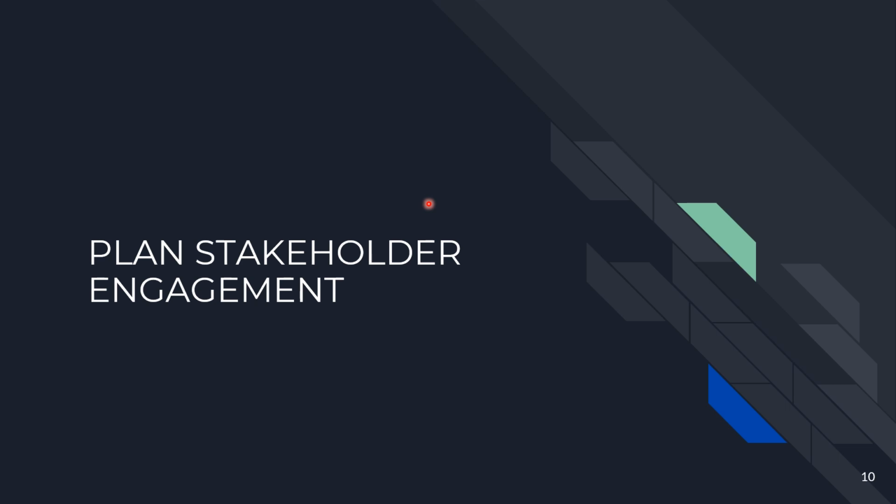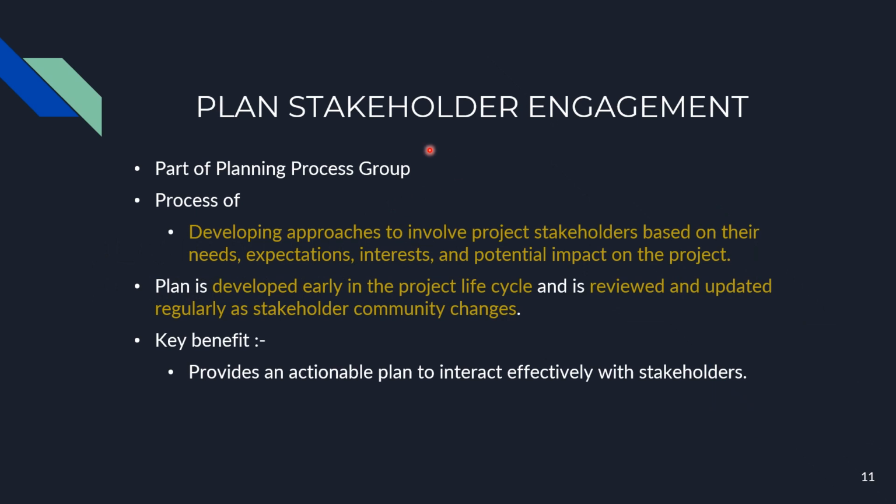The second process in project stakeholder management is plan stakeholder engagement. Plan stakeholder engagement is part of the planning process group. This process develops approaches to involve the stakeholders based on their needs, expectations, interests, and potential impact on the project. The plan is developed early in the project life cycle and is reviewed and updated regularly whenever there is a change in the stakeholder community. Key benefit: it provides a plan to interact effectively with the stakeholders.